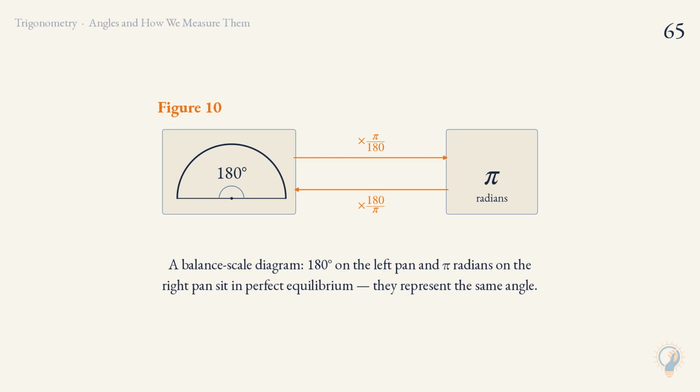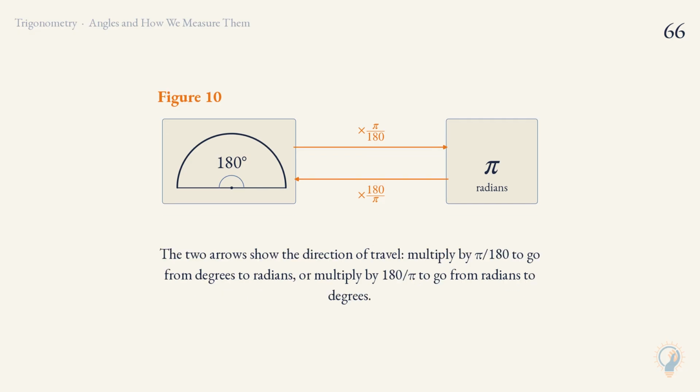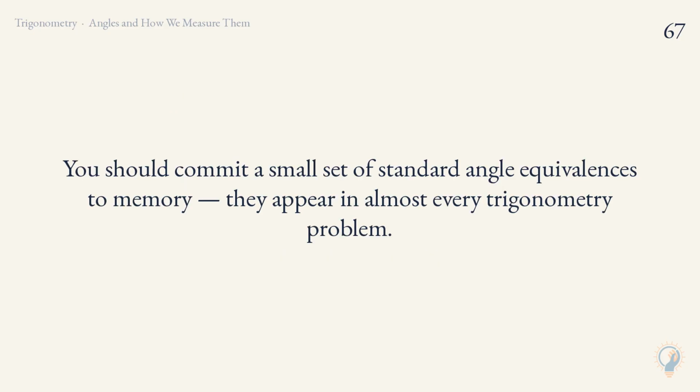Figure 10. A balanced scale diagram, 180 degrees on the left pan and pi radians on the right pan, sit in perfect equilibrium. They represent the same angle. The two arrows show the direction of travel: multiply by pi over 180 to go from degrees to radians, or multiply by 180 over pi to go from radians to degrees. You should commit a small set of standard angle equivalences to memory. They appear in almost every trigonometry problem.